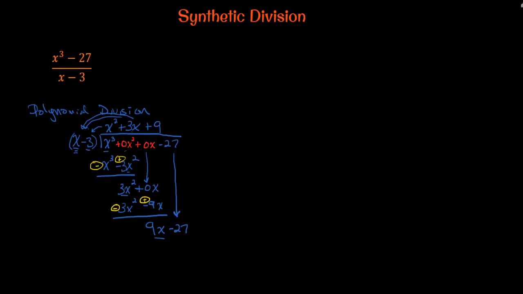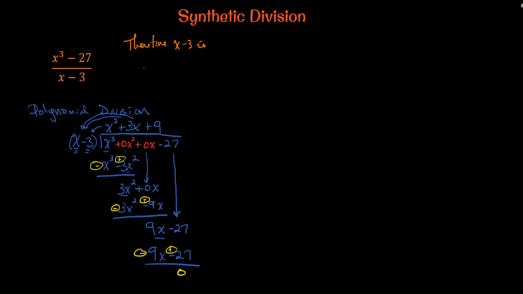Multiplying that positive 9 through the divisor, we're going to have a positive 9x. 9 times negative 3 gives you a value of negative 27. But again, I have to change my sign, so this becomes negative and this becomes positive. 9x minus 9x gives you 0. Negative 27 plus 27 also gives me a 0. Therefore, we know that x minus 3 is a factor.